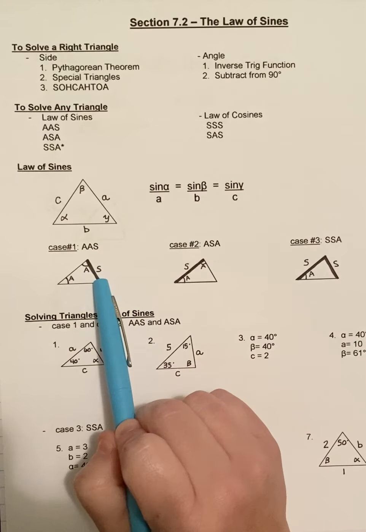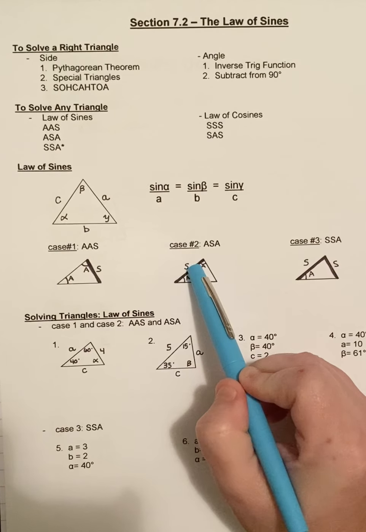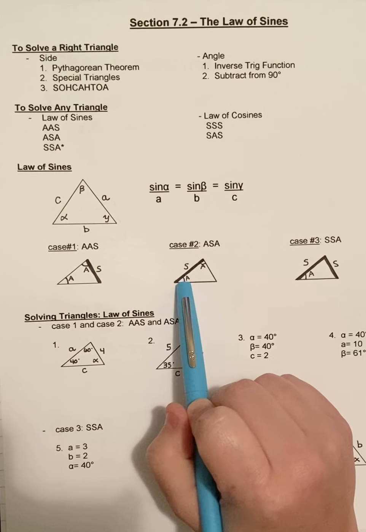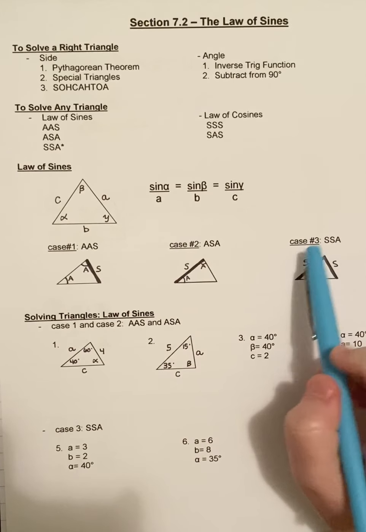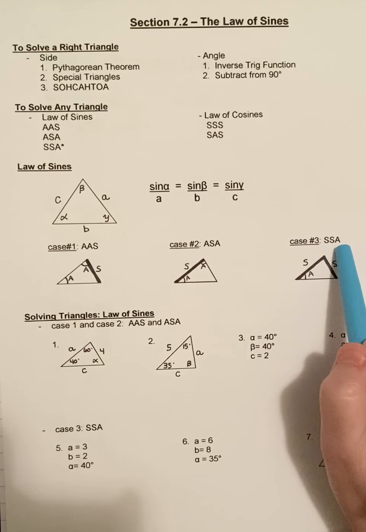Here the side comes after the two angles. Here the side is between, or we call this the included side, between these two angles. So there are my first two cases, basically if I'm given two angles. My third case, a little bit different, is side, side, angle. So here I'm given two sides followed by an angle at the end.